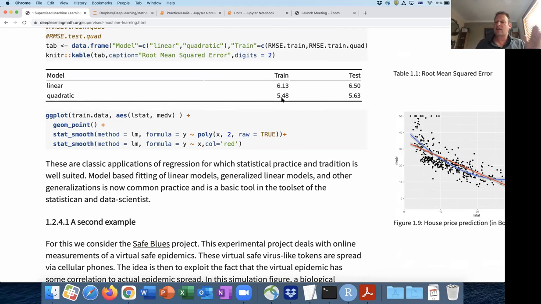But then when you try it on data which you have not trained your classifier on, you see that there is an increase of the loss. So this 5.48, 5.63, it seems like the test loss is potentially bigger than the train loss. And that can be a cause for concern. But we'll speak about it more, and you'll actually see it in the further units.